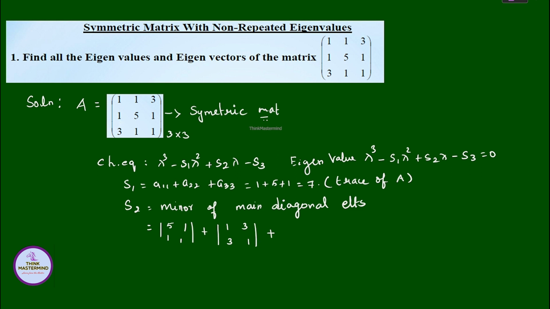The determinant value of the remaining elements is 1 1 1 5, that is equal to, finding the determinant of a 2 by 2 matrix by cross multiplication, 5 into 1 minus 1 into 1. Therefore, 5 minus 1 plus 1 minus 9 plus 5 minus 1, that is equal to 4 minus 8 plus 4, that is equal to 0.